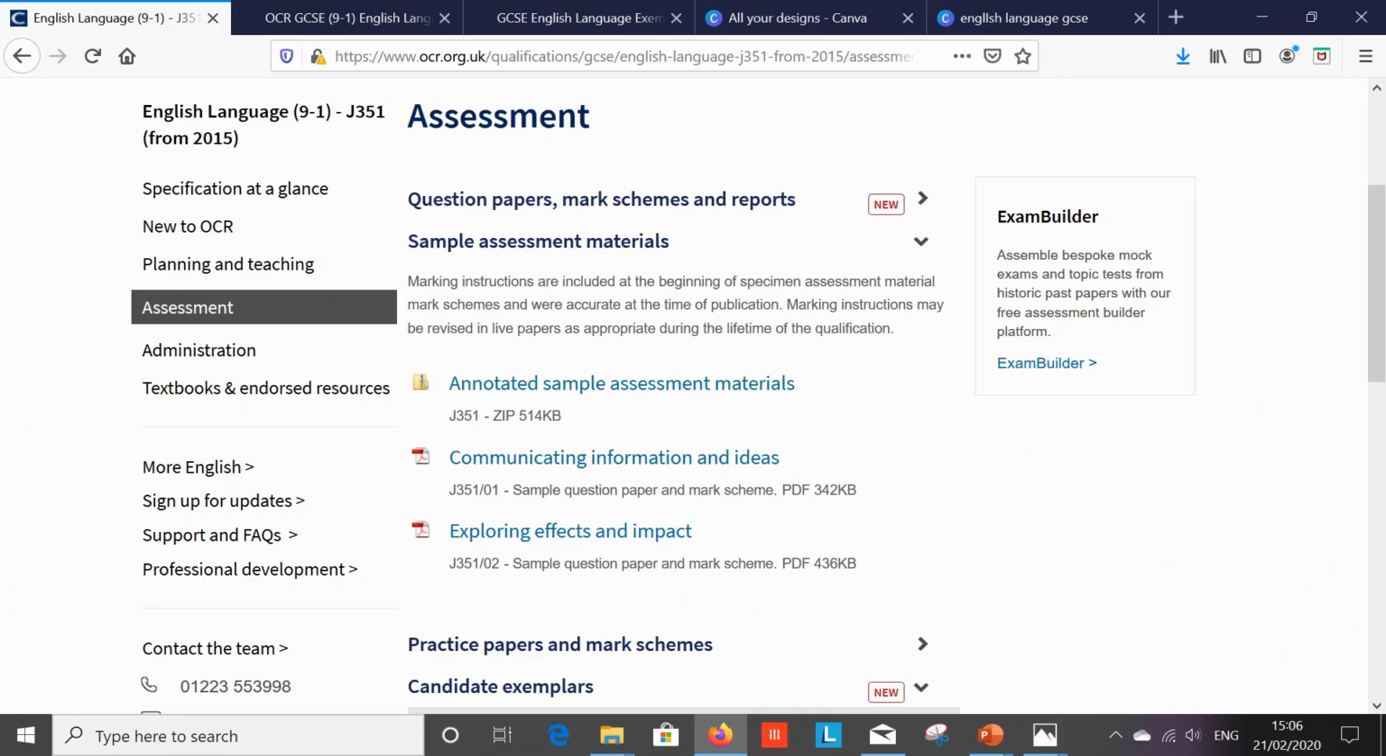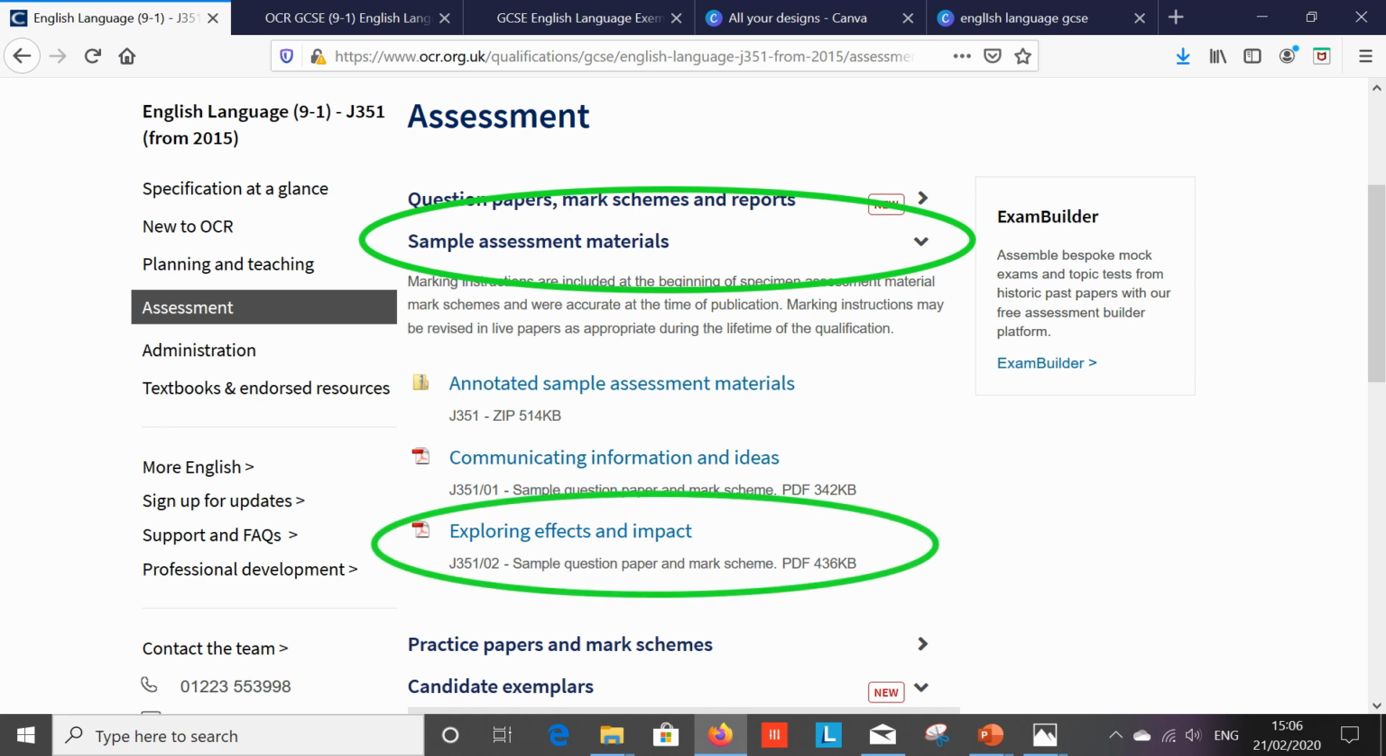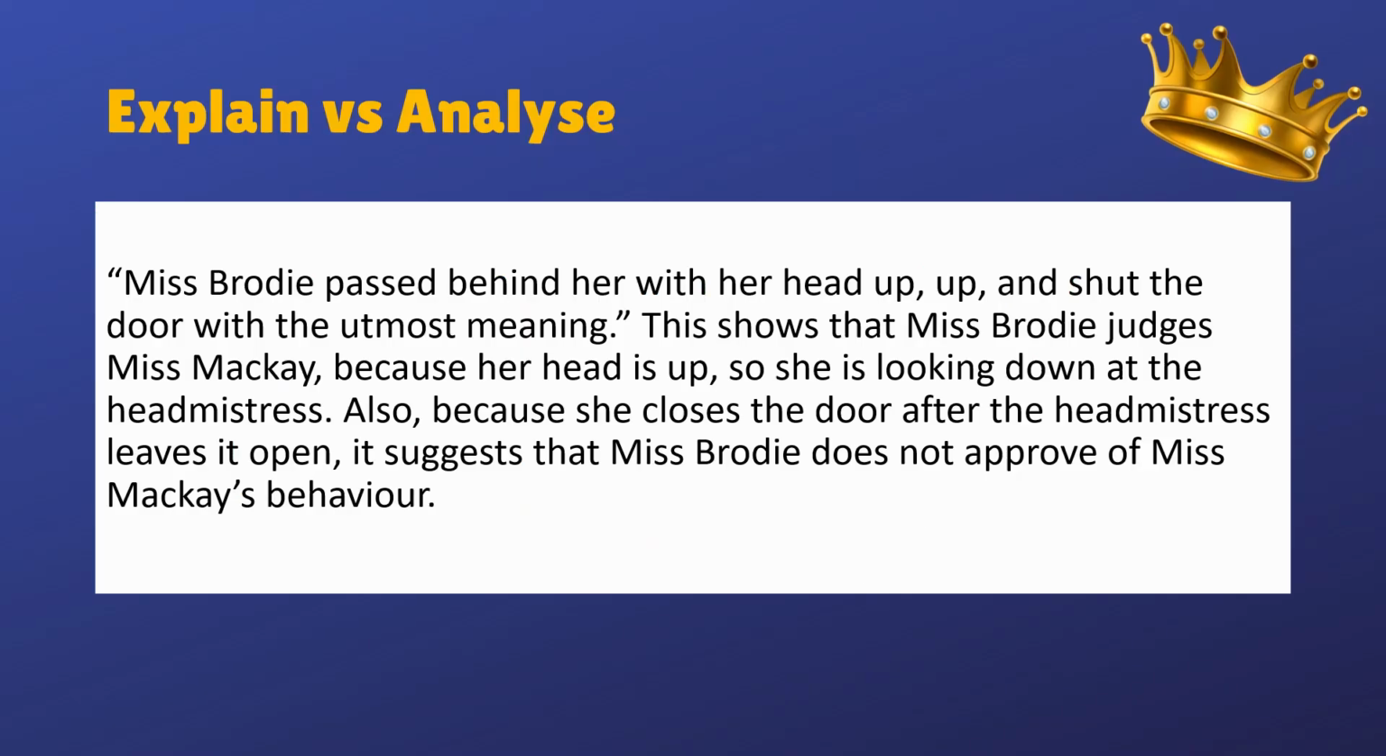Now, before I go any further, you might want to look at the same exam paper with me as I work through it. OCR have very helpfully put some resources online, and I'm going to be using one of their sample assessment materials, looking at the Exploring Effect and Impact paper. I would encourage you to go online to this website. I'm going to put a link in the description below, and I would encourage you to open this paper, read the extract, read question 3, and then come back and we'll look at this question together.